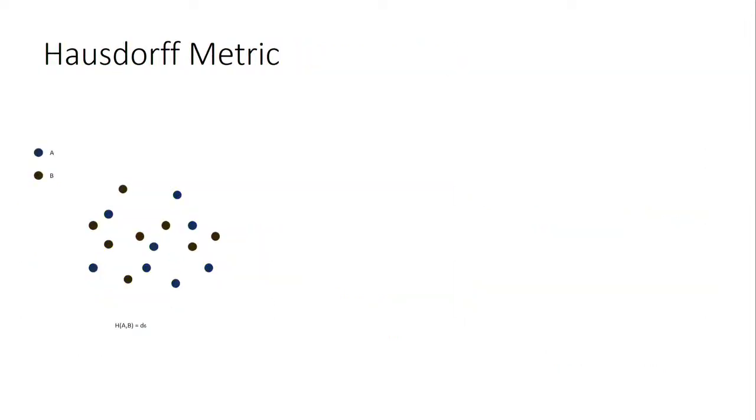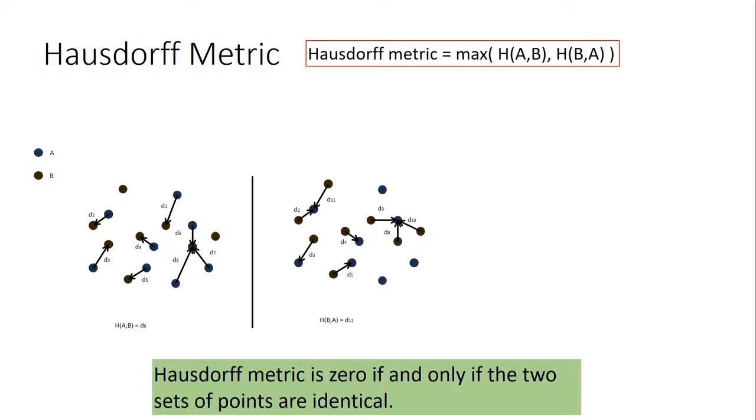In mathematics, there is a Hausdorff metric which is defined: if you have two sets of points which belong to two meshes, let's say A and B, you can start by drawing lines between A and B and finding out the biggest length between them. So here you have D6, and you can do the same for going from B to A, and the largest length here is D11. So the bigger of D6 and D11 is your Hausdorff metric.